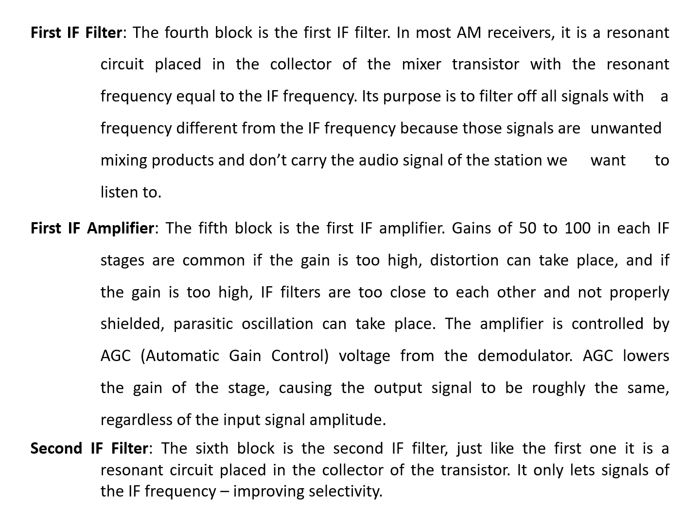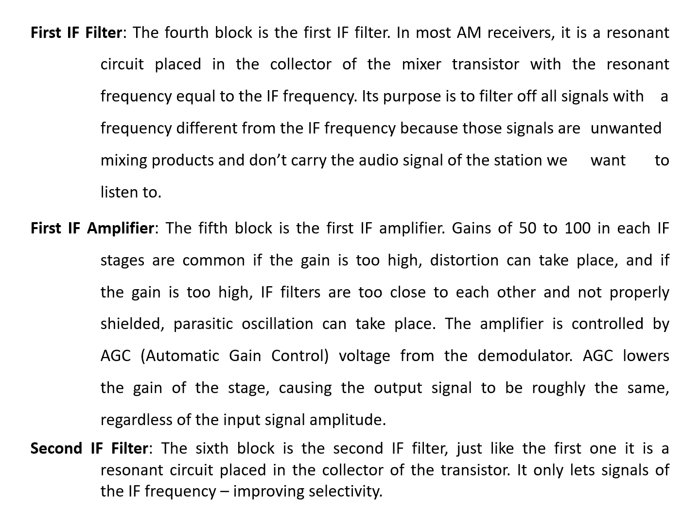Then we have the IF amplifier. The fifth block is the IF amplifier. Here we get a gain of 50 to 100 in each IF stage. It is common that if the gain is very high, distortion also takes place because of the gain increase, and sometimes the gain is maximum and sometimes you will get a minimum gain also.